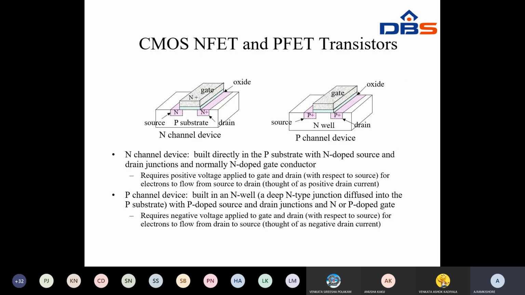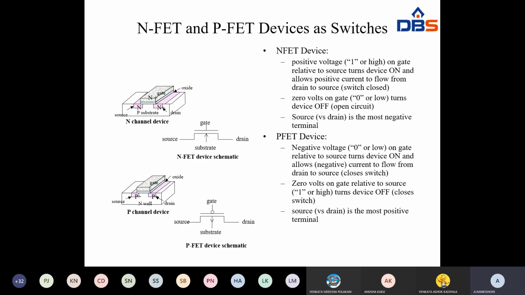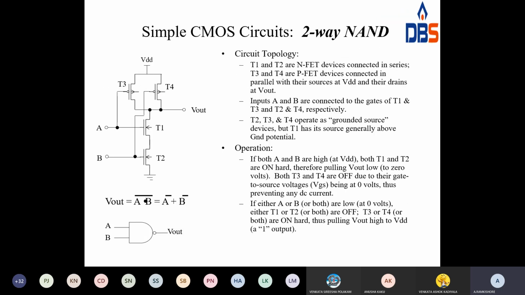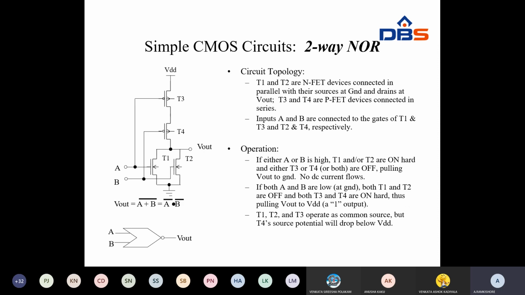So we have CMOS, NFET and PFET transistors: how they form, and how the NFET and PFET act as devices. These are the simple CMOS circuits.